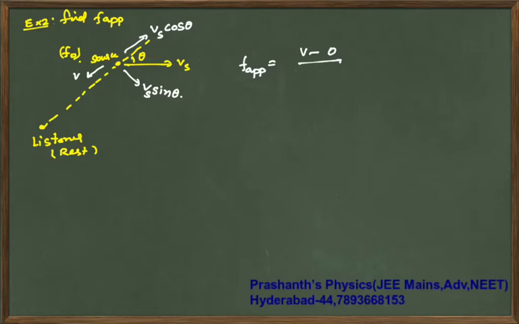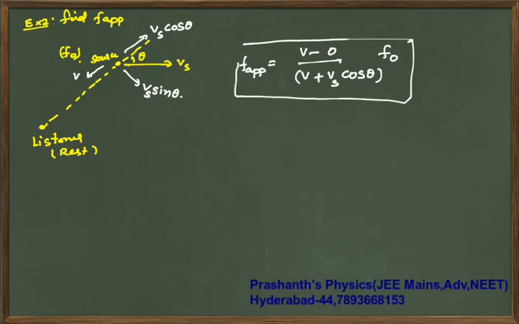Okay, v minus 0 by velocity of sound with respect to source, v plus vs cos theta, because v and vs cos theta are in opposite direction. I told you in the starting of this video clearly that if they are in opposite direction, relative velocities will tend to add up. Okay, so like this you are supposed to simplify and then do different questions. Okay, now based on this, let us see an example.